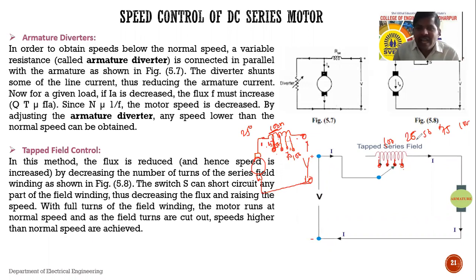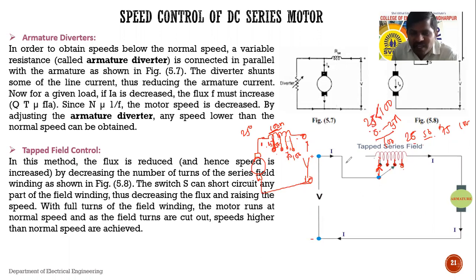in case of a tapped field winding, suppose I connect my machine to the initial tap. Suppose I connected to the initial tap, that means I connected to 0 to 25 number of turns. Okay, so see, when it is connected to the first 25 number of turns, that is nothing but 25, that means the total number of turns is 100, we are connecting less than that of 100, that means we are connecting initially 25.